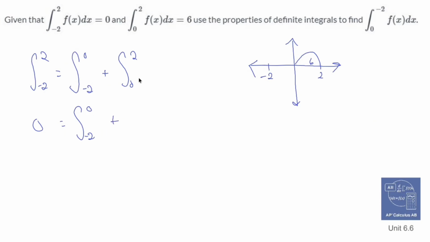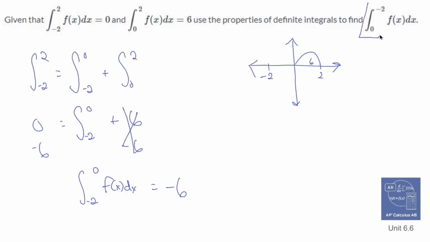But I do know that 0 to 2 is 6. So if I subtract 6 from both sides and clean up the way this is supposed to be worded, all right, you're gone. I could say the integral from negative 2 to 0 of f of x dx is going to equal 0 minus 6, which is negative 6. Circling my answer would be wrong.